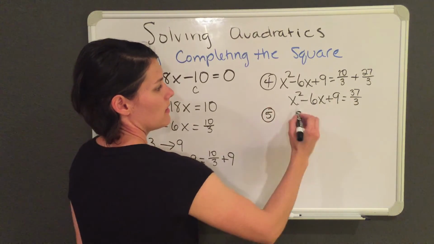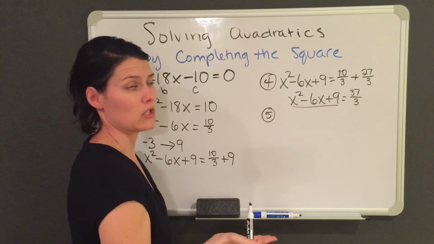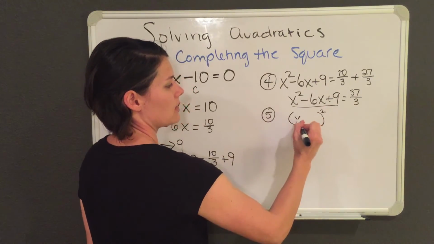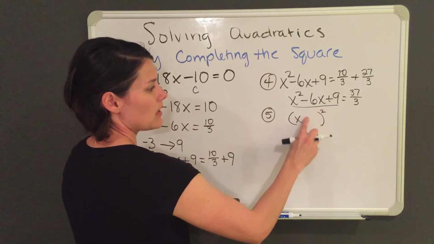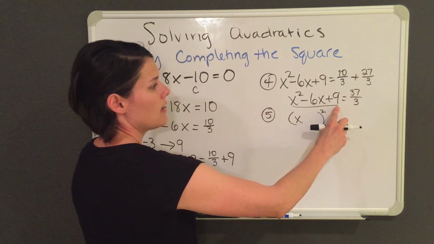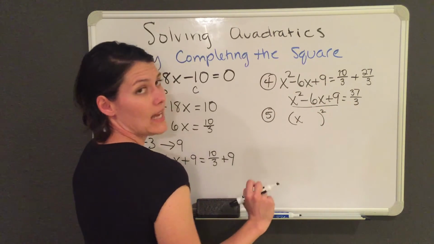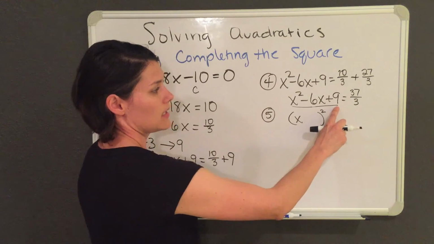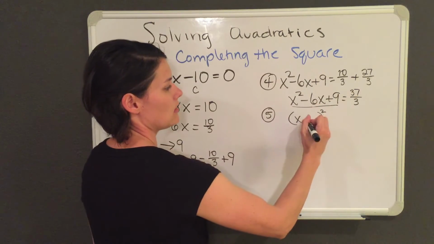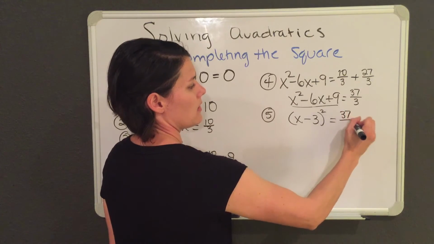On the fifth step, you're going to factor the left-hand side, and you will always get a perfect square when you do this. So you can always open up a parentheses with a square on it and put an x in the front. The number that goes here is the number that multiplies itself to get your 9 and adds to be the negative 6. That will be negative 3. Negative 3 squared is 9, and negative 3 plus negative 3 gives us the negative 6. So I will put a minus 3 in here, equals 37/3.